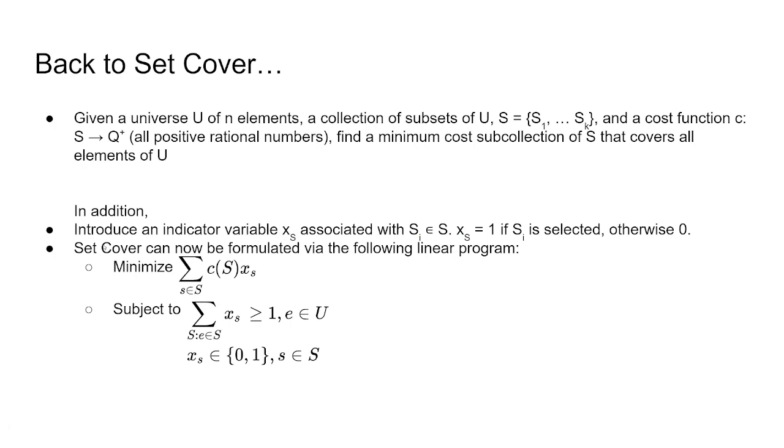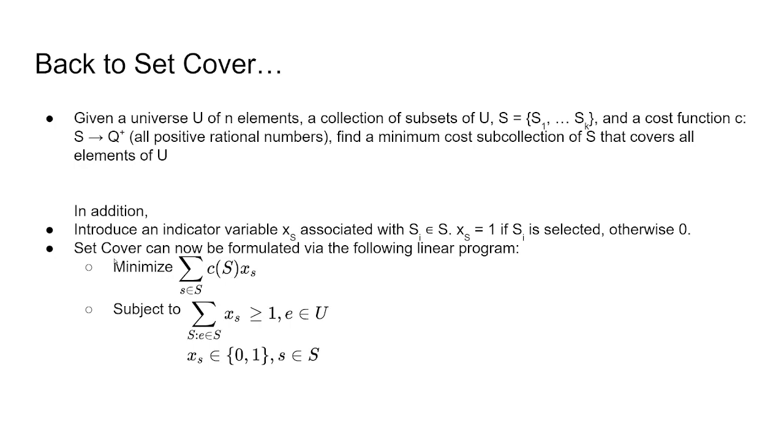We introduce an indicator variable xs associated with each subset in the big S. xs is 1 if the subset is selected, or 0 otherwise. So now the set cover problem can be formulated as a linear program. The goal is obviously to minimize the cost. So it's the sum of cost times whether it is selected or not. If it's 0, then obviously the cost doesn't matter. If the set is indeed selected, then we add the cost together, right?